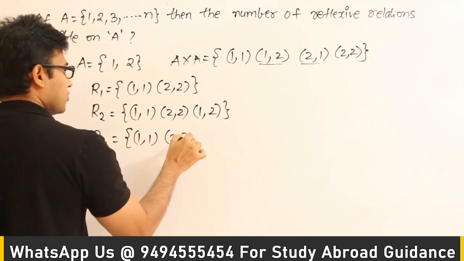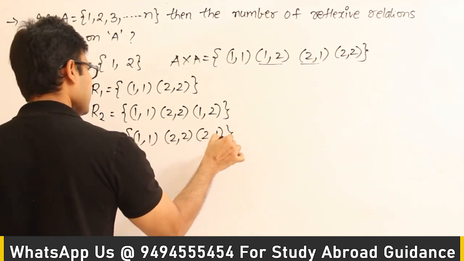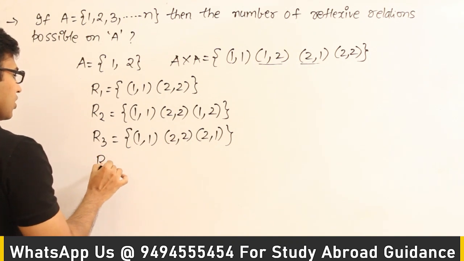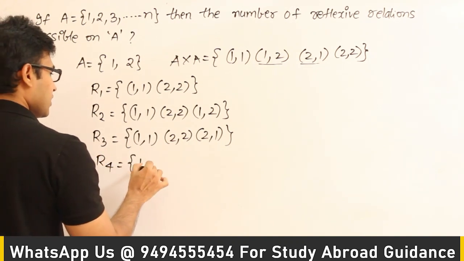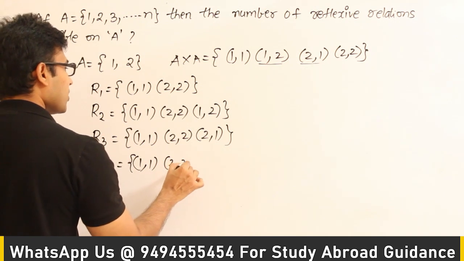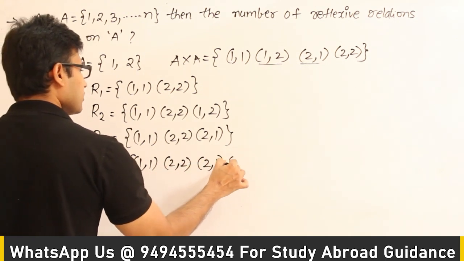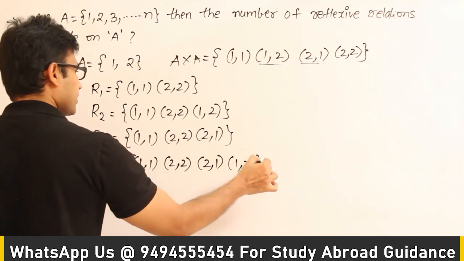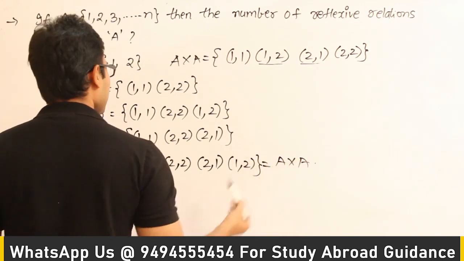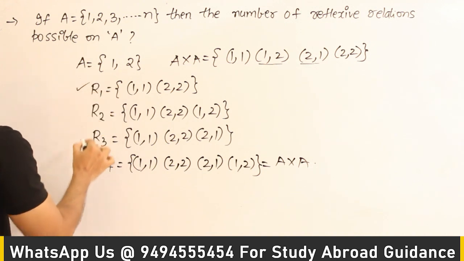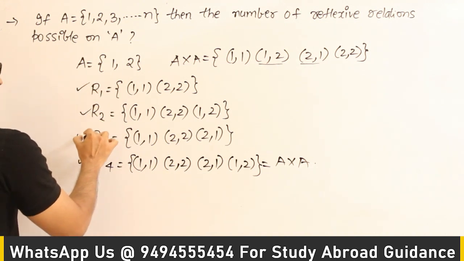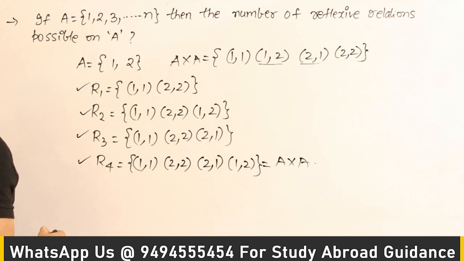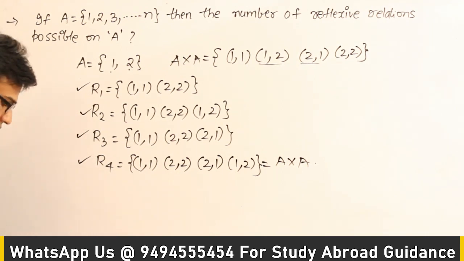So these are different relations in total, right? (1,2), (2,2) and then (2,1). This is a different relation from the existing relations. Or the fourth one is (1,1), (2,2), (2,1), (1,2), right? Which is nothing but A cross A itself. Therefore, this is the smallest relation and this is the largest relation, but in total there are 4 relations which are reflexive. So for a set containing 2 elements, the number of reflexive relations we can form is 4, R1, R2, R3, R4.